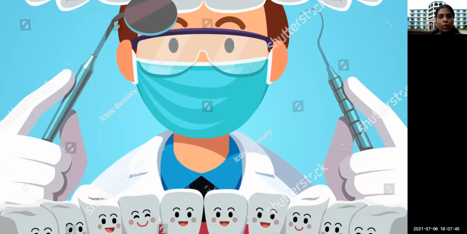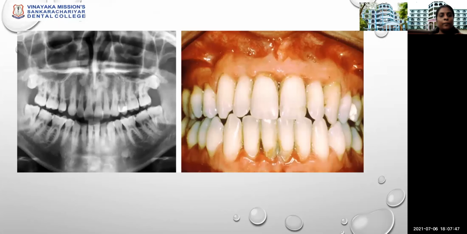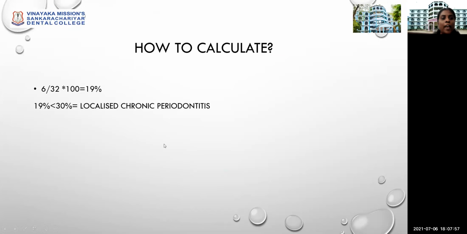Okay, now I'll give you the answer and how to calculate. This may be the oral findings of the patient. Here you can see the lower anterior has periodontal inflammation. There is bone loss too. I told you out of 32, 6 teeth are involved. So 6 out of 32 into 100 gives you the percentage. That is only 19% of the whole mouth having clinical attachment loss.